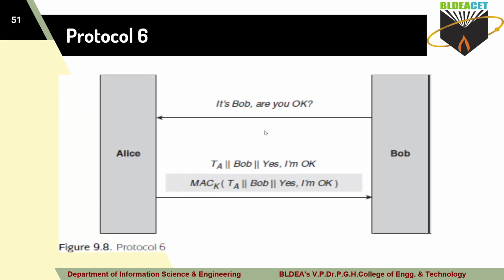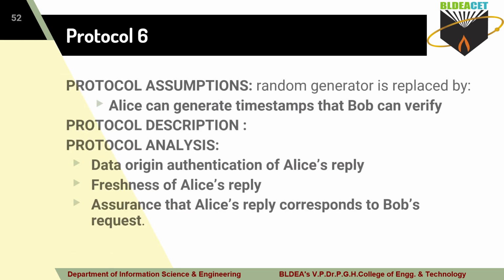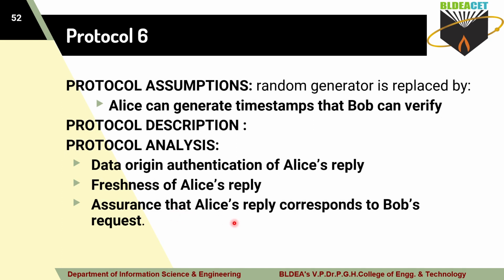So how will we get to know that this message is sent by Bob only, because there is no other identification? Bob is simply sending the hello message. The message sent to Alice contains no identification of Bob here. But while sending the reply, it contains Bob as an identification. So this is the assurance that Alice's reply corresponds to Bob's request only.